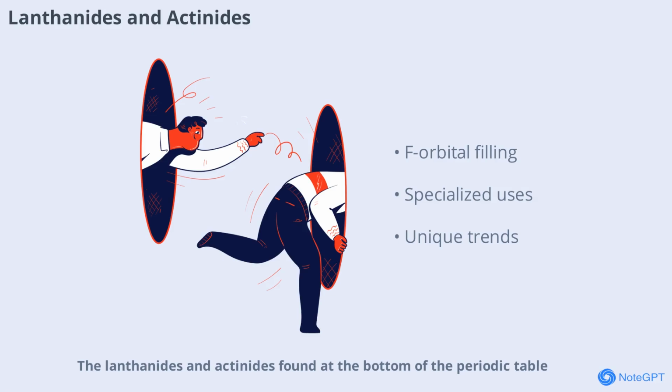Lanthanides and actinides found at the bottom of the periodic table have their own unique trends. Their atomic sizes and ionization energies are influenced by the filling of f orbitals, leading to subtle variations. These elements are important in specialized applications from electronics to nuclear energy.